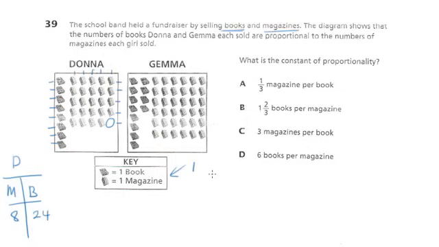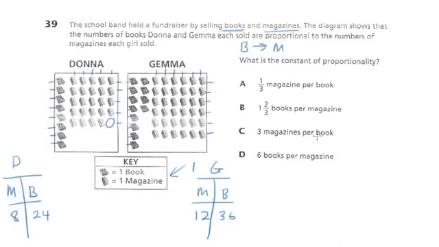And Gemma, we can do G over here. Gemma's magazines and books. She's got 1, 2, 3, 12 magazines. Now her books, 6 by 6 is 36. Now it says the diagram shows that the number of books Donna and Gemma each sold are proportional. The books are proportional with the magazines.